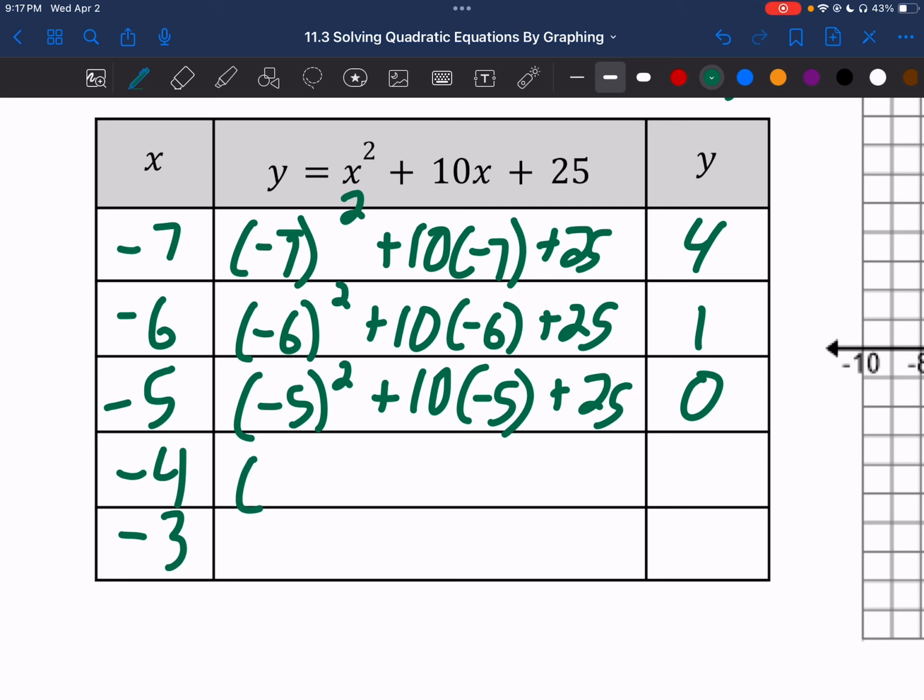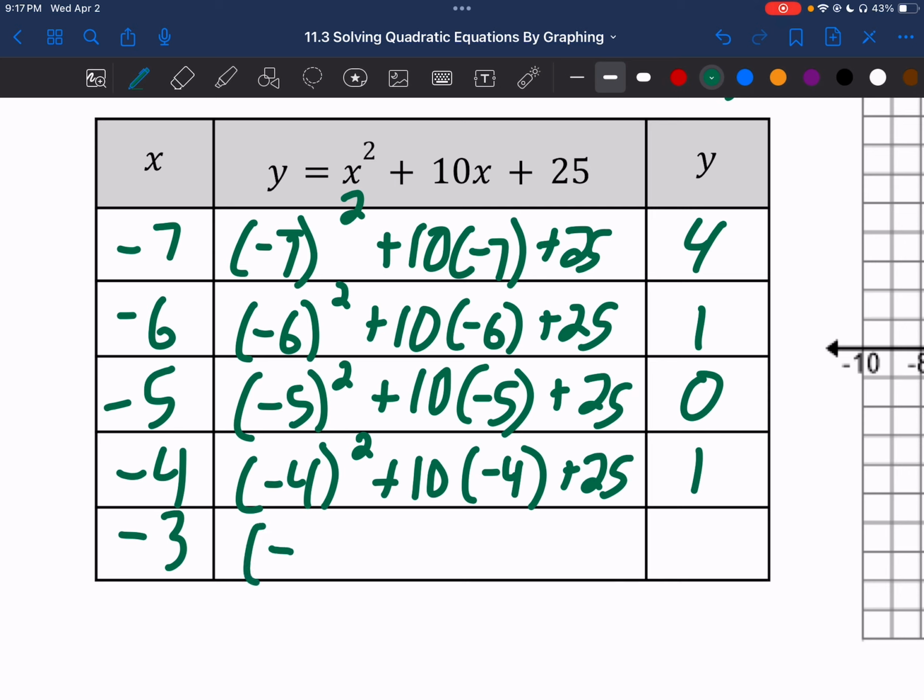And now, the ones that we should know already, but we are going to show the math anyways. You can type them into your calculators and get your answers. You find that negative 4 squared plus 10 times negative 4 plus 25 is 1. We have negative 3 squared plus 10 times negative 3 plus 25, and we get 4.